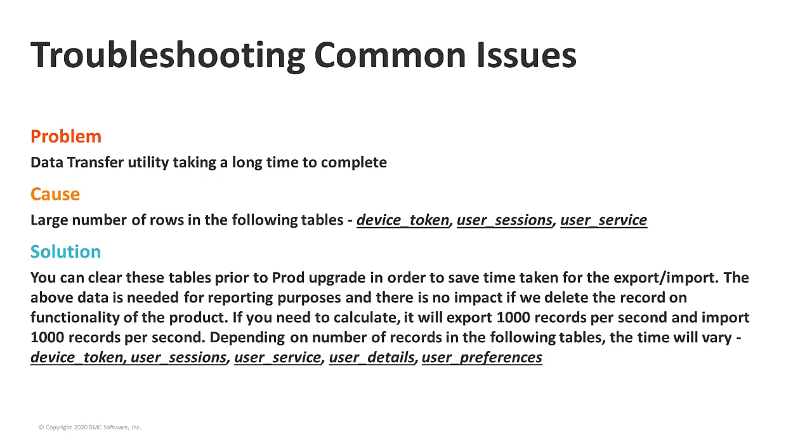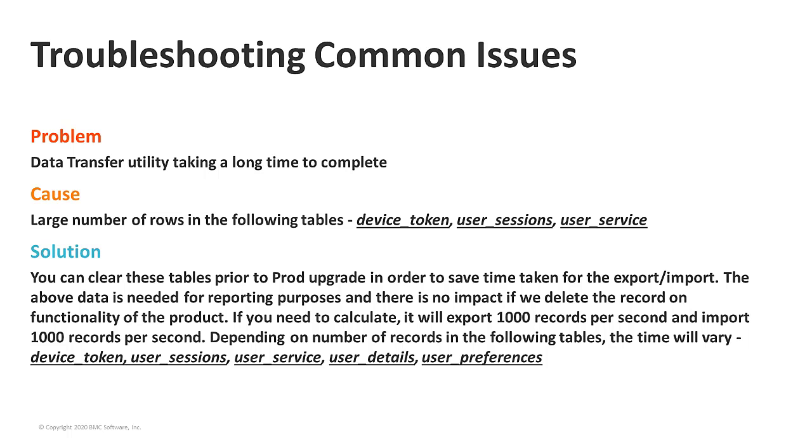Another common issue we see a lot of the time is the data transfer utility, which transfers the data from the existing Smart IT database to the new DWP database, taking way longer in production upgrade than in QA. The number one root cause for this is that the lower environment has not been tested against the production data set, and there are millions or tens of thousands of records in the device token, user session, and user service tables, which were missing in the lower lane. As indicated on the screen, you can either take a backup of these tables and truncate those tables prior to upgrade, as those tables are meant for reporting purposes.